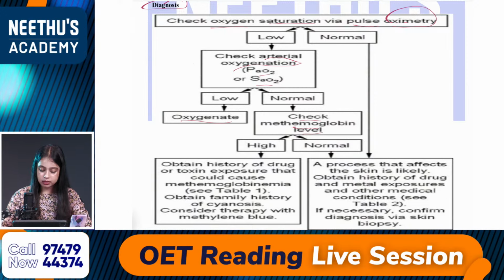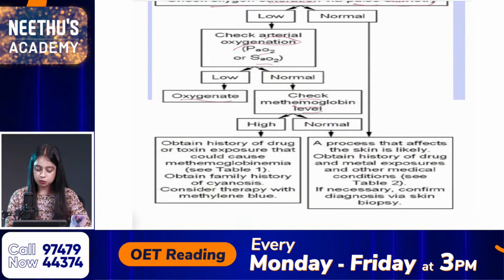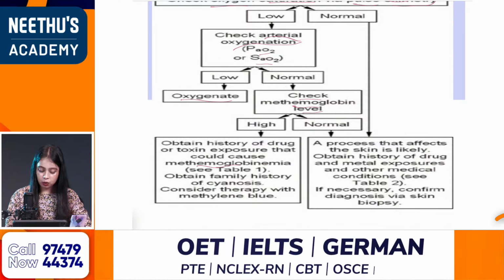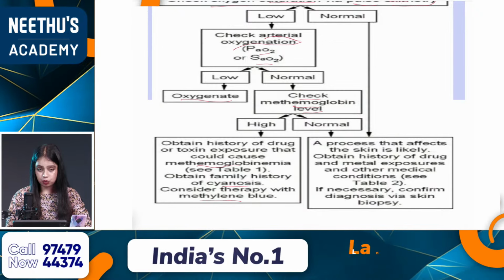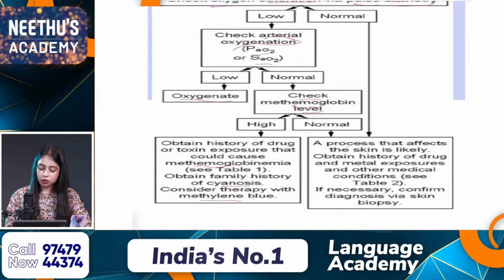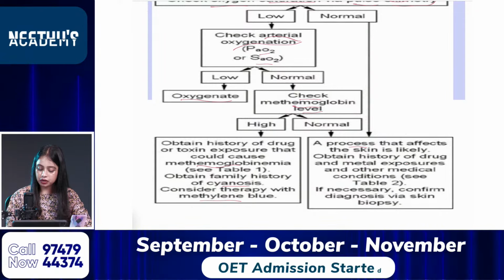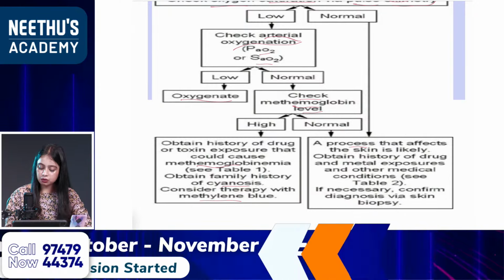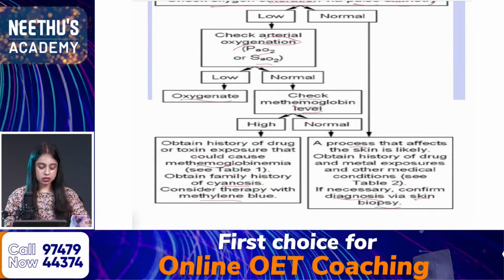Then what else? If it is high, obtain history of a drug or toxin exposure that could cause methemoglobinemia, and obtain family history of cyanosis. Consider therapy with methylene blue. Then if a process that affects your skin is likely, obtain the history of drug and metal exposures and other medical conditions. If necessary, confirm diagnosis via skin biopsy. Okay, so that's all about my keywords.